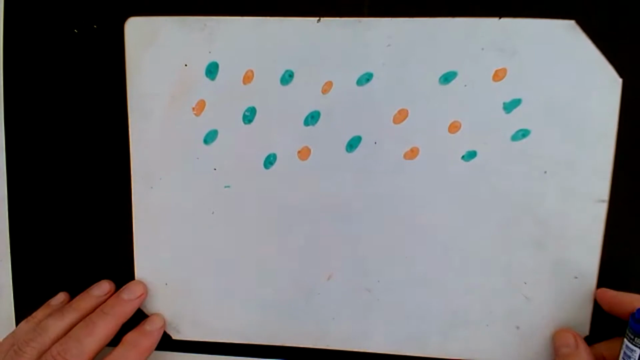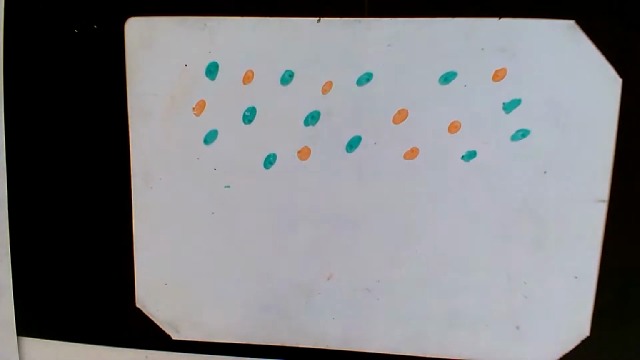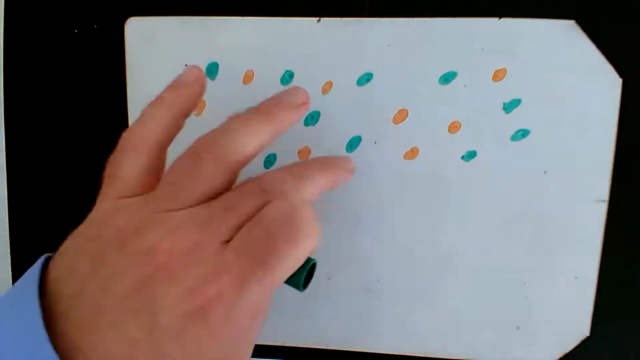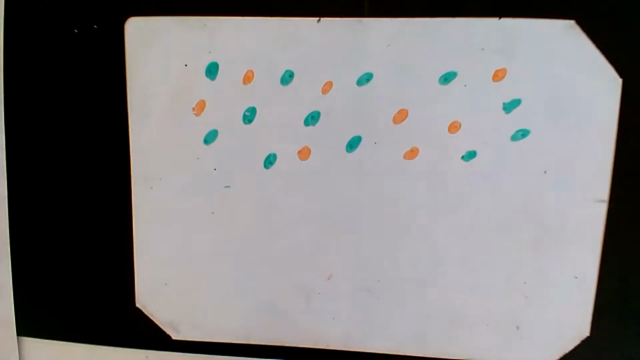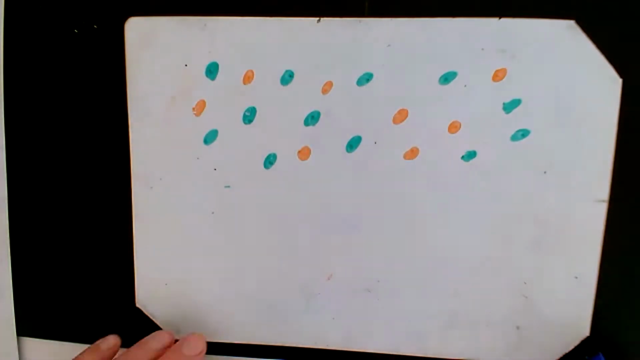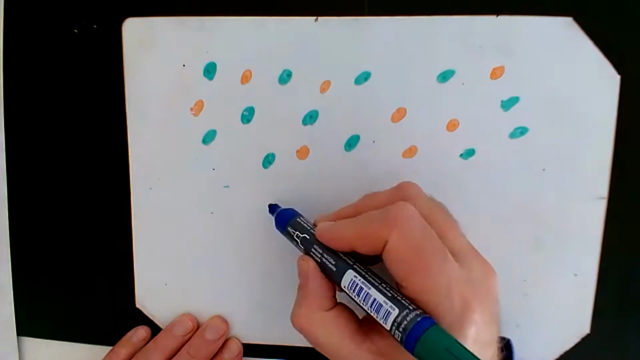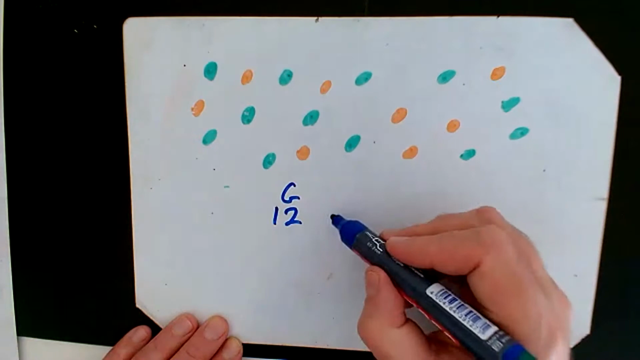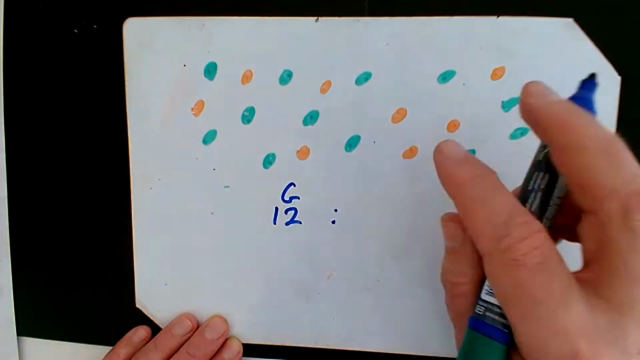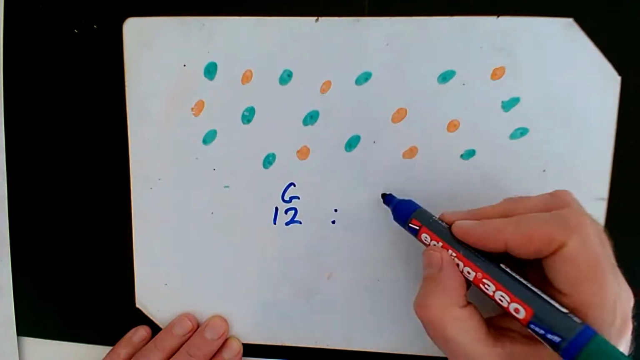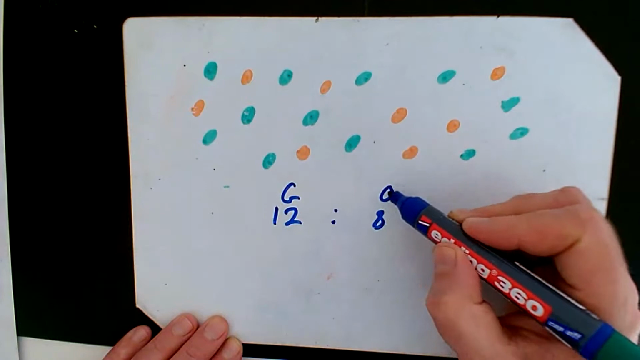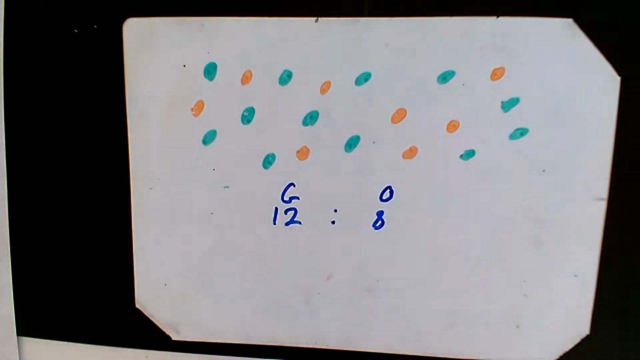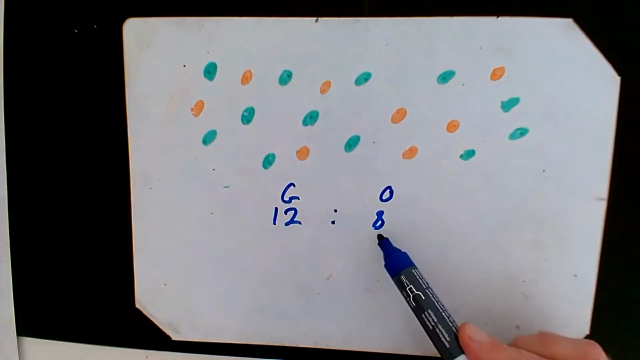Right, let's have a little look. So here we've got a mixture of colored dots, okay? So there are 1, 2, 3, 4, 5, 6, 7, 8, 9, 10, 11, 12. We're looking at ratios. Let's have a little bit of an explanation about ratios. So there are 12 greens, and there are 2, 4, 6, 8 orange. Okay, so that's the ratio there. For 12 green, there are 8 orange.